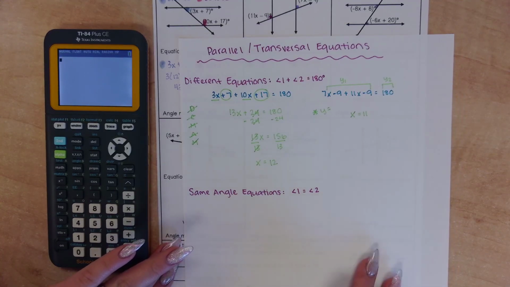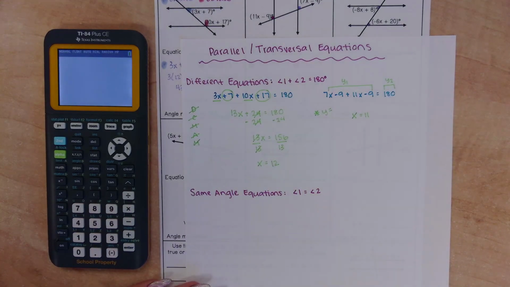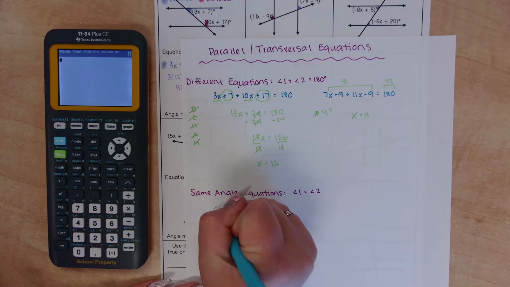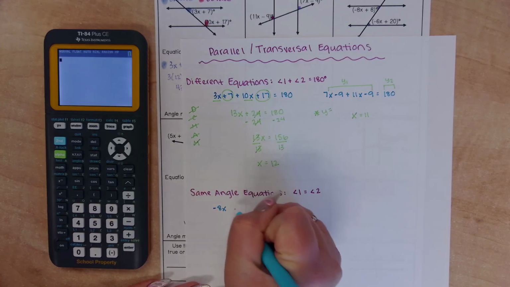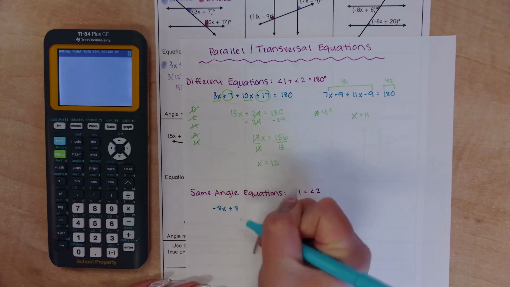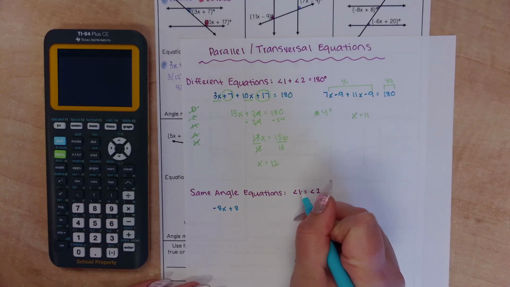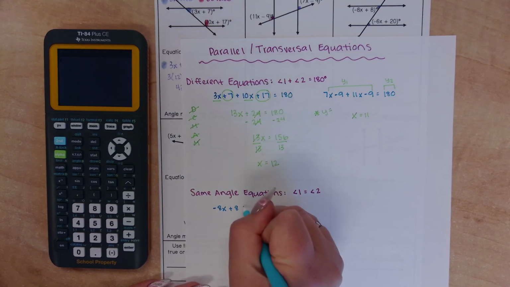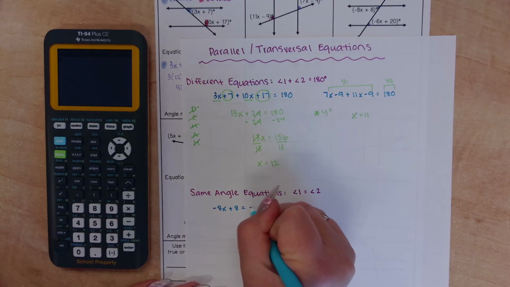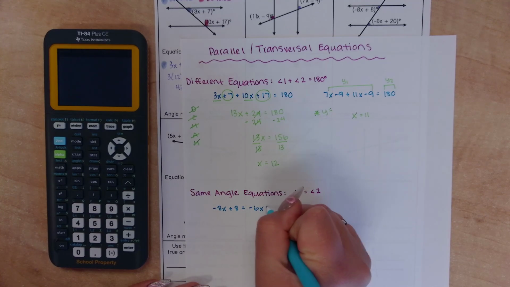So we're going to take one of the angles, which we'll do the first one we see, which is negative 8x plus 8. Now because they are the same, I get to incorporate the equal sign, the other angle, negative 6x plus 20.